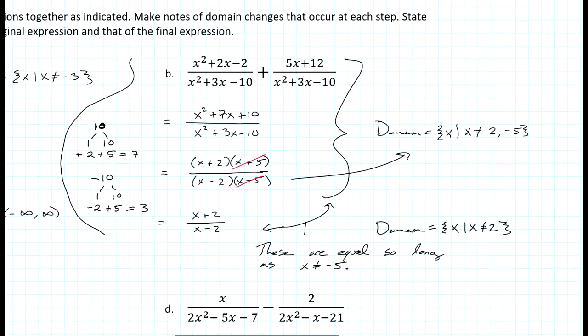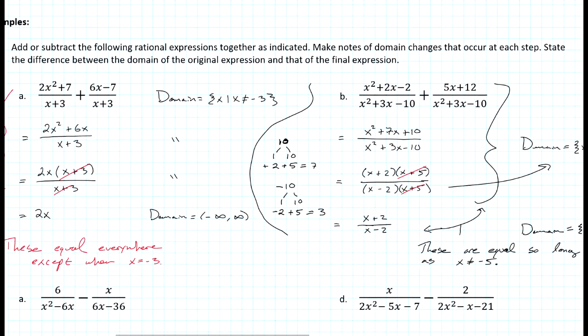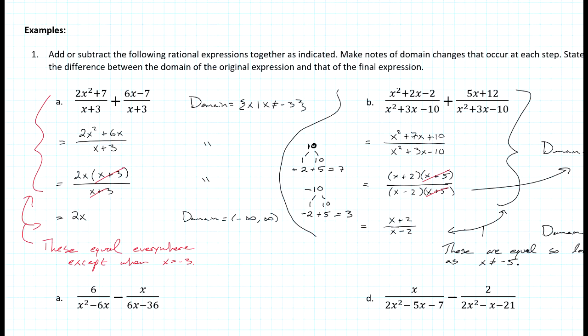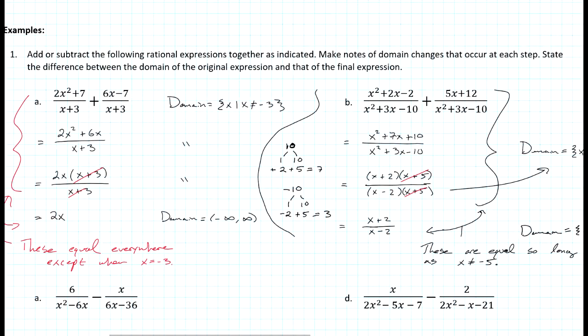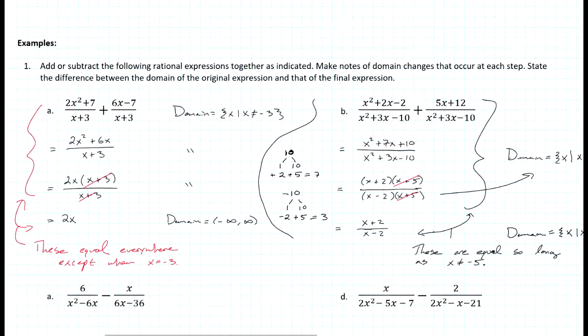Note that I've got two different wordings here. Both are fine. In the first problem, I said these are equal everywhere except when x equals negative 3. And in this problem that we just did, I'm saying these are equal so long as x does not equal negative 5. So just kind of change that wording a little bit, but they have the same meaning. So make sure you're reading those and understanding how they both work and have the same idea behind them.